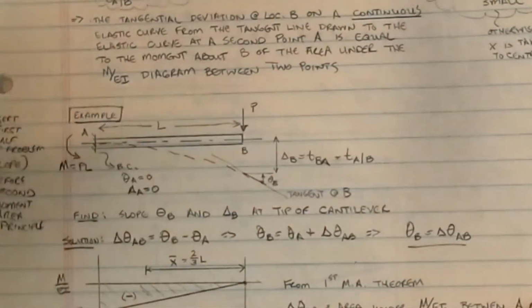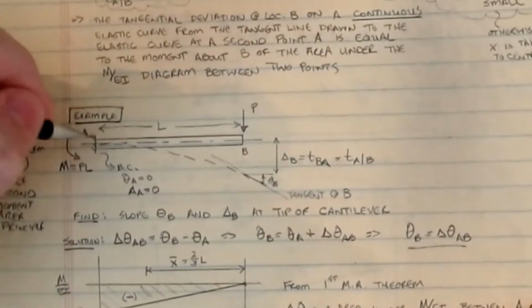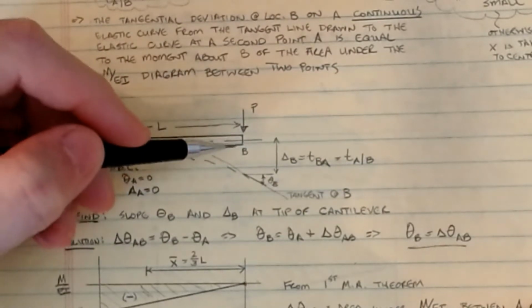Okay, so we're going to go back to one we worked last time. This is our point load on the end of a cantilever beam. So we're fixed at A, length of L, point load P acting at point B.